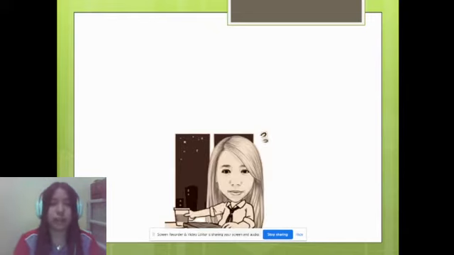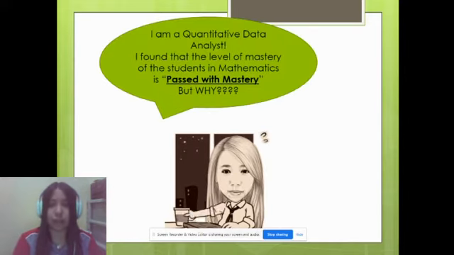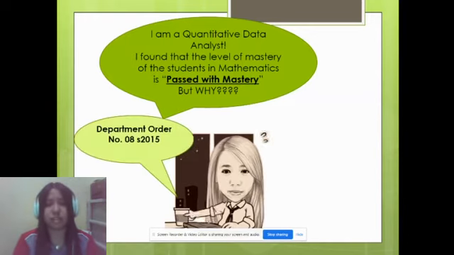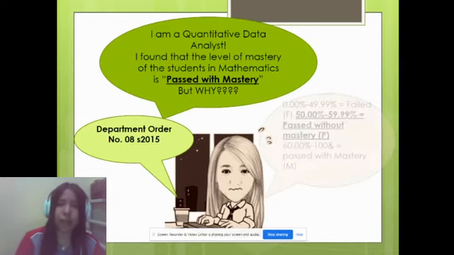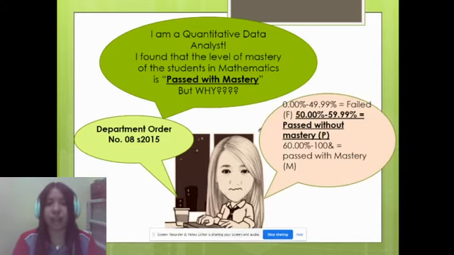Okay, so to compare the two, let us see these two examples. So I am a quantitative data analyst. I found that the level of mastery of the students in mathematics is passed with mastery. If I am a quantitative data analyst, how will I answer this question? So I will just support this by saying it is according to the Department of Education order, DepEd order number 8, series of 2015. But why? Again, because in my statistical treatment, I say that I will use the DepEd order to describe the data for the level of mastery. Then I will again use that it is within 60 to 100%, and based from DepEd order, this means that the students passed with mastery.